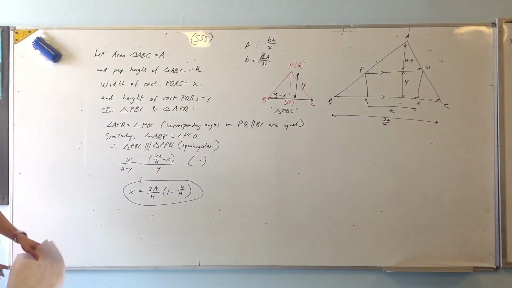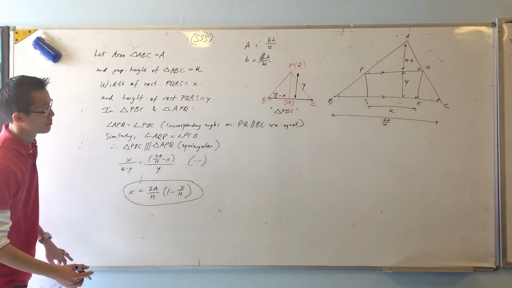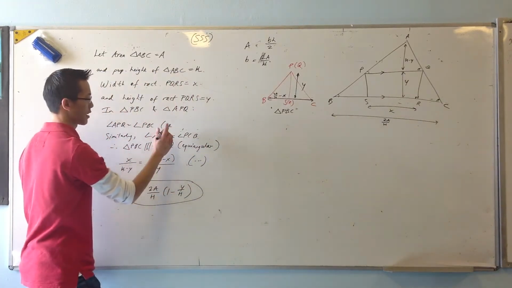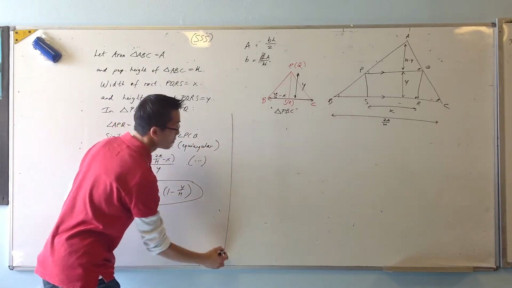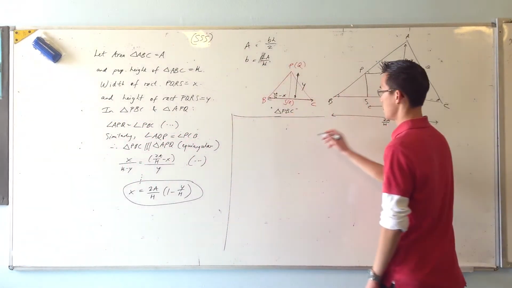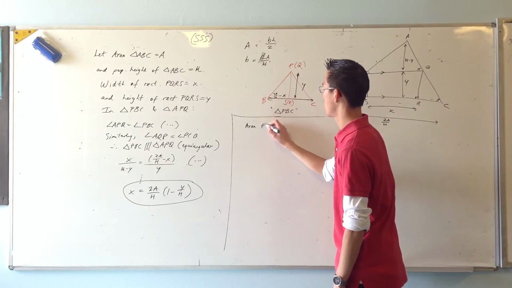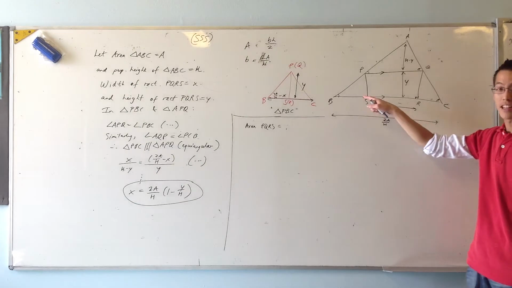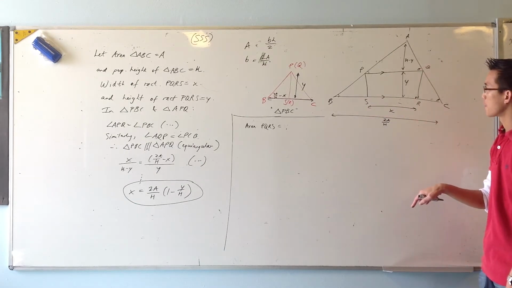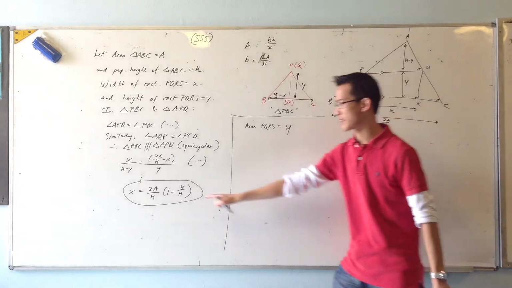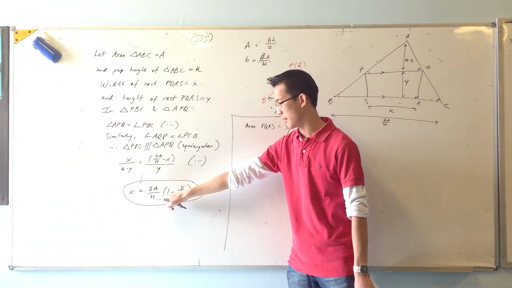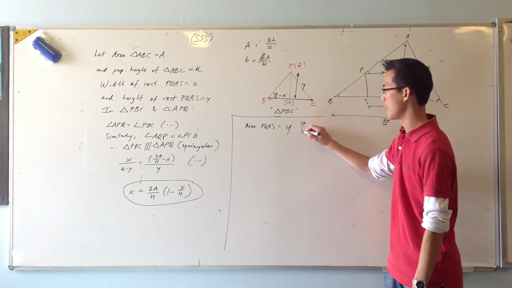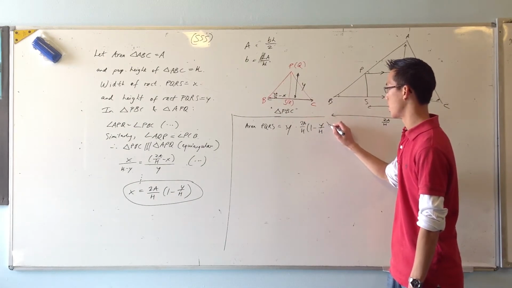Now I'm going to get the area of PQRS. I'm going to move this out of the way so that I can have a second column. Okay, now PQRS, just a rectangle, right? And I said it had dimensions x by y. X by y, I know what x is in terms of y, right? There's my x, okay? So x by y will become this times 2a on h, 1 minus y over h.